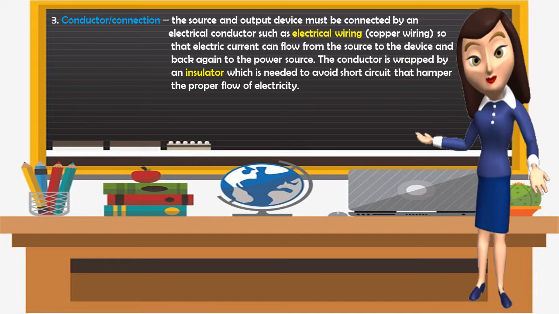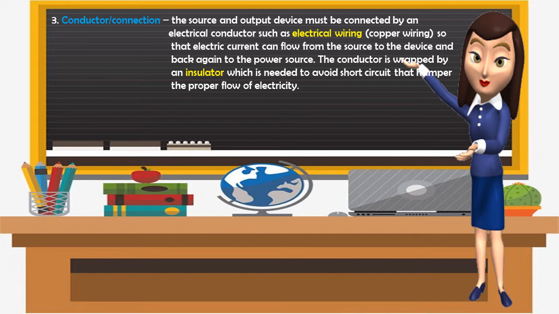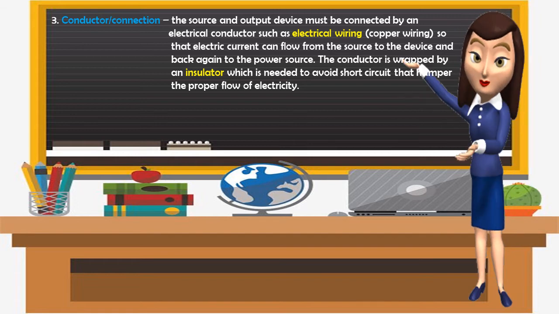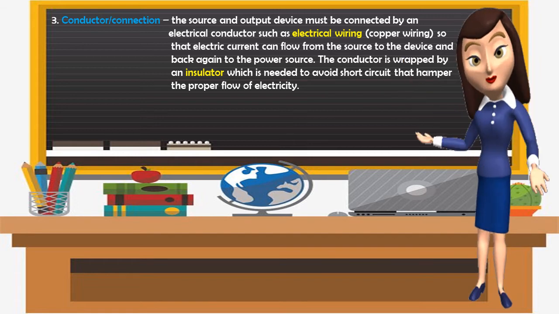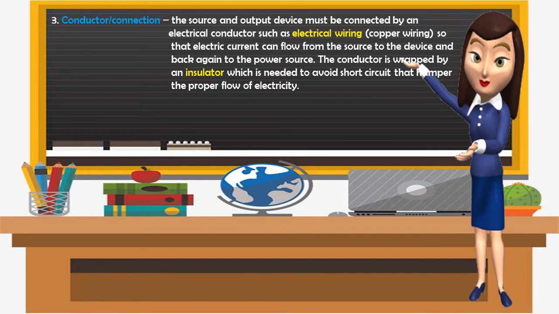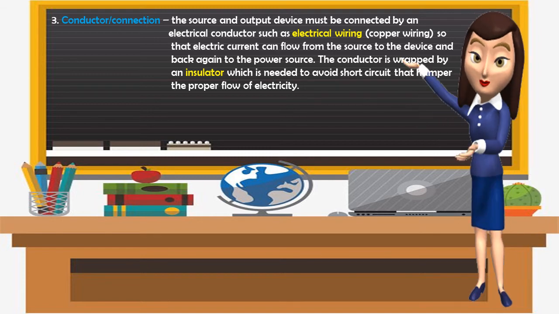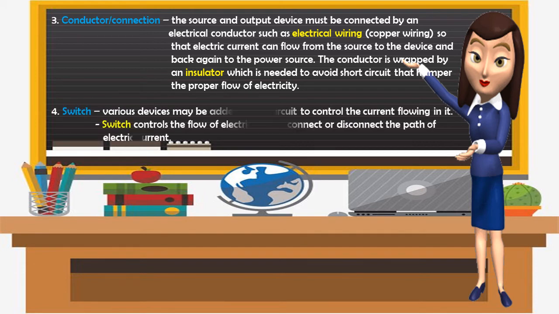Conductor or connection. It is the link between the source and the output device, which must be connected by an electrical conductor such as electrical wiring or copper wiring, so that electric current can flow from the source to the device and back again to the power source. The conductor is wrapped by the insulator, which is needed to avoid short circuit that hampers the proper flow of electricity.